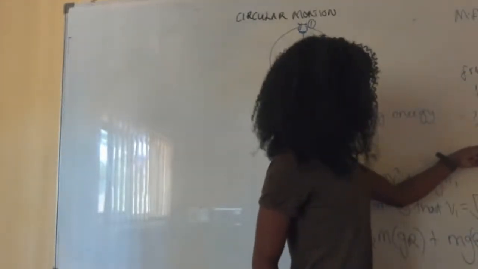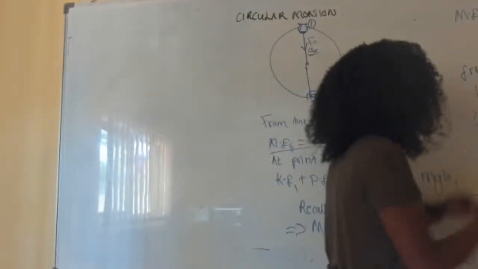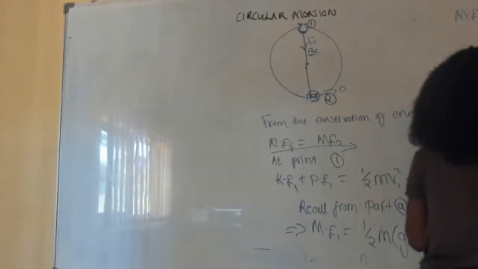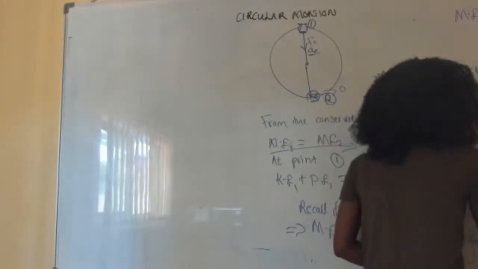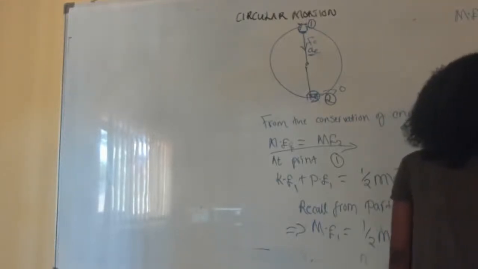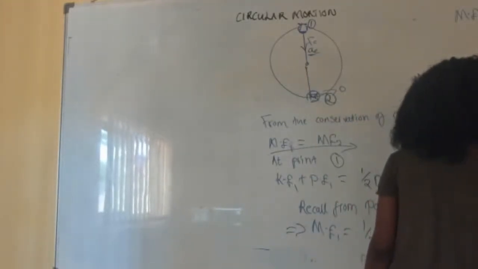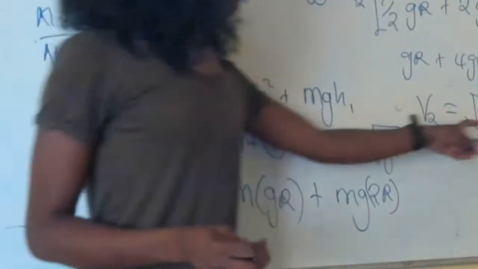So if this is v2 squared now, we can make it the subject because the question is almost done. We just simplify it. You can multiply both sides by 2. So you multiply this by 2, then you also multiply this by 2. Then you get gr plus 4gr is equal to v2 squared. And from here now we are able to see that v2 is just equal to the root of 5gr, and hence we have shown that v2 is root of 5gr.